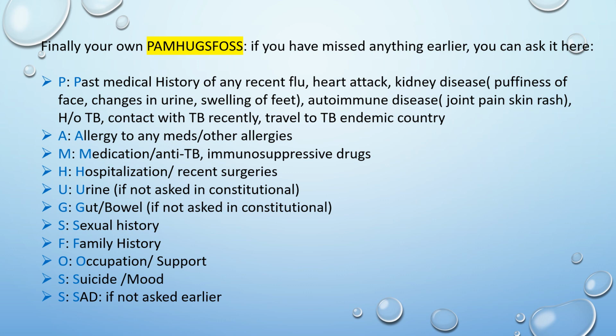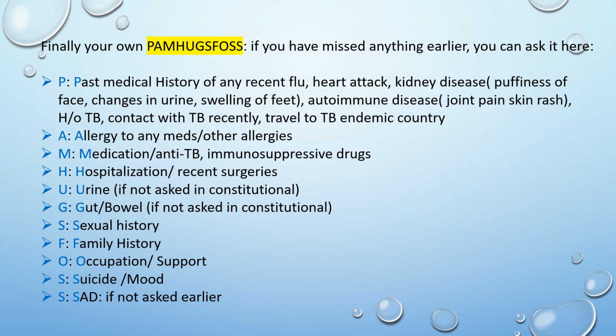M stands for medication history. Here you can ask about any anti-tuberculosis medication, immunosuppressive drugs, or any other over-the-counter medication. H stands for hospitalization. You can ask about the recent surgeries. U stands for urinary habit. If you haven't asked it in the constitutional symptoms, you can definitely ask it here. G stands for gut or bowel habit. Again, if you haven't asked it earlier, you can ask it here now.